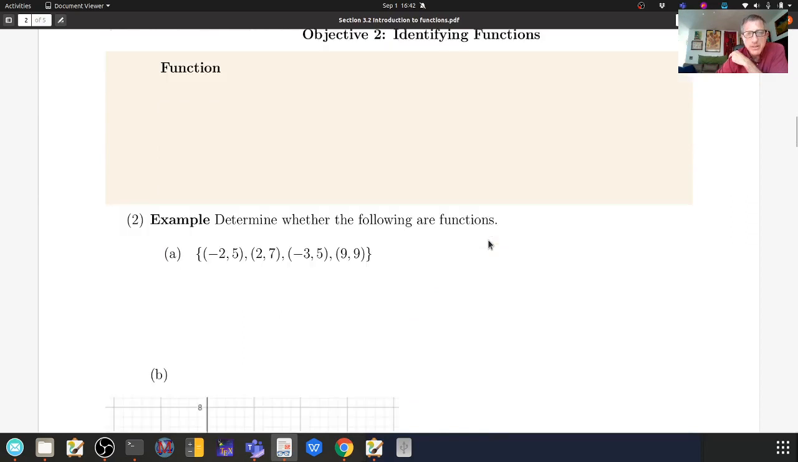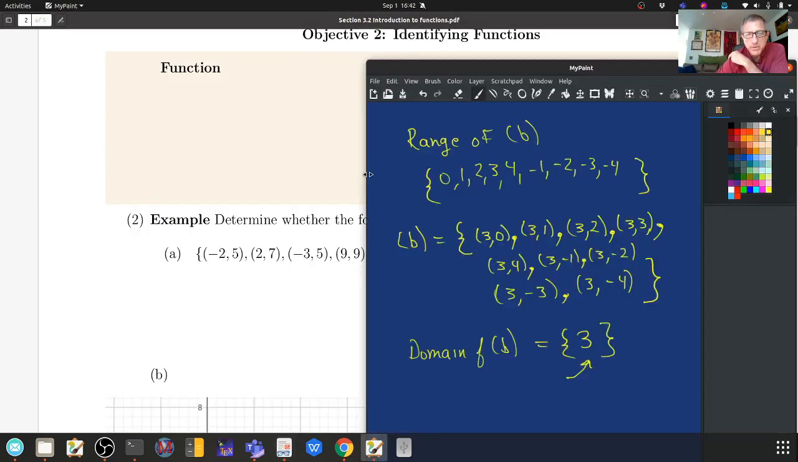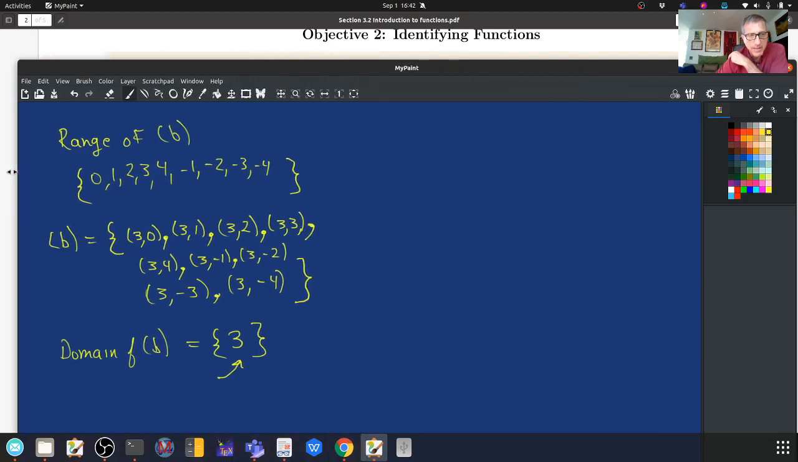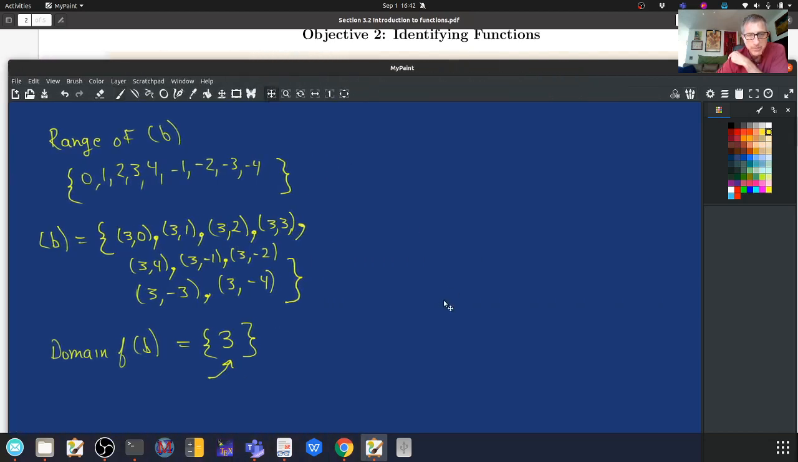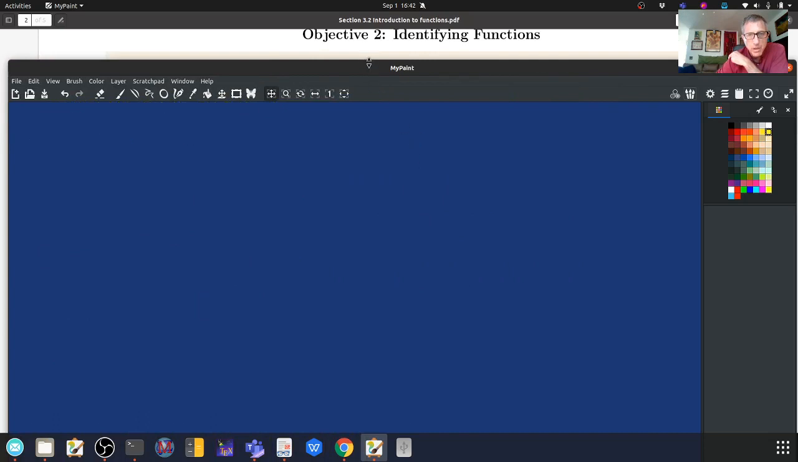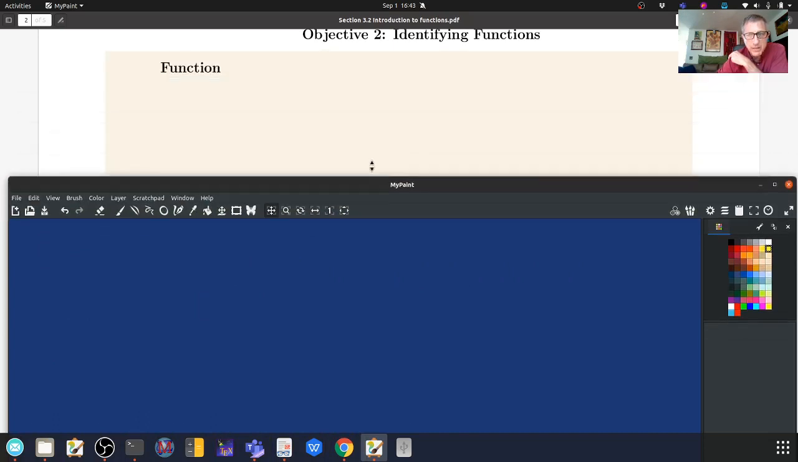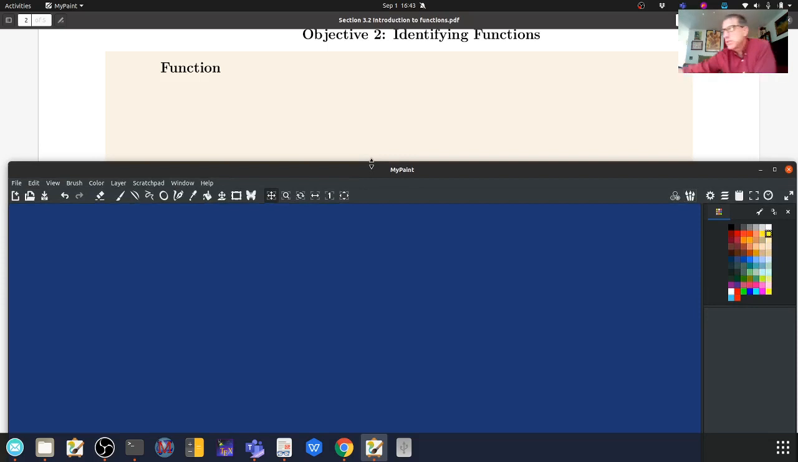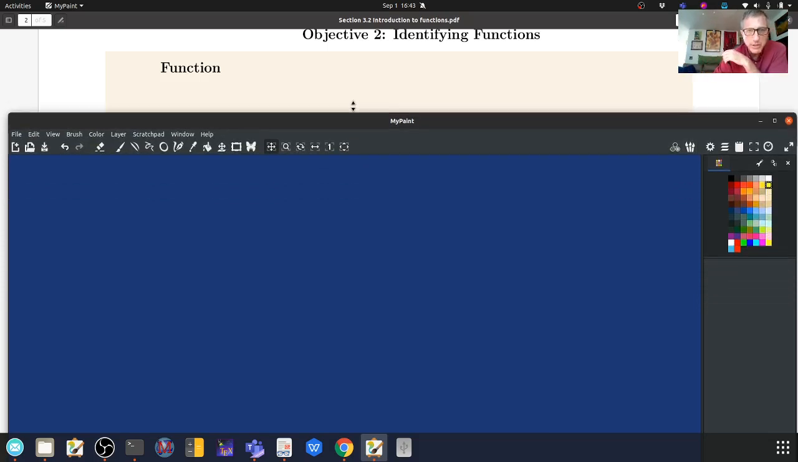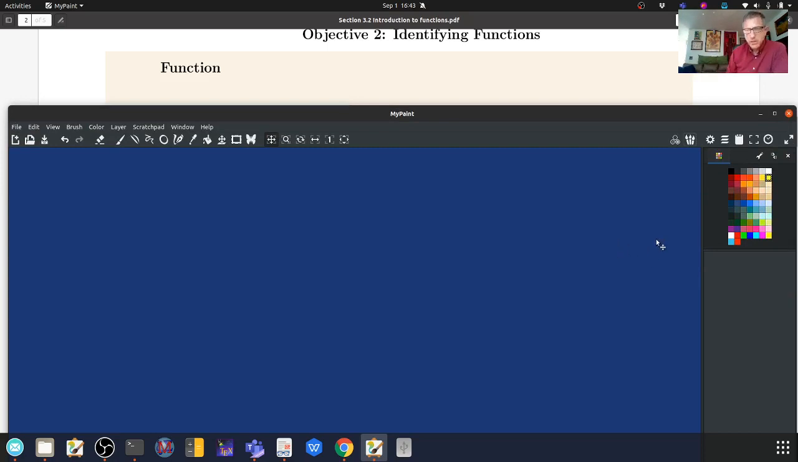So now all of that is to warm us up to this most fruitful concept in mathematics called the function. I'm going to give you the technical definition of a function, and then I'm going to give you kind of a visual definition, etc. So here we go. This is objective 2.